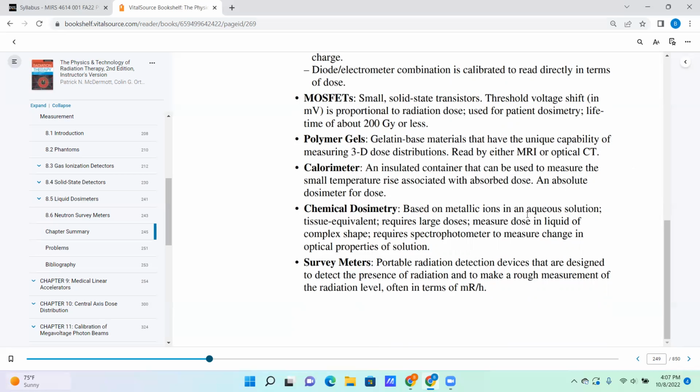Chemical dosimetry is based on metallic ions in an aqueous solution. Tissue equivalent, requires large doses. Measures dose in liquid of complex shape, requires a spectrophotometer to measure change in optical properties of the solution. And survey meters, portable radiation detection devices that are designed to detect the presence of radiation and to make a rough measurement of the radiation level.